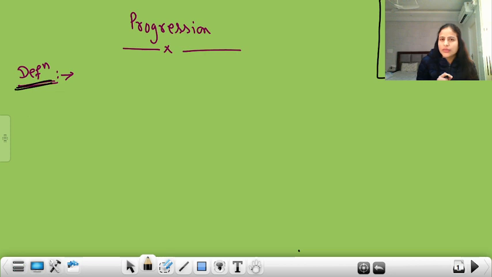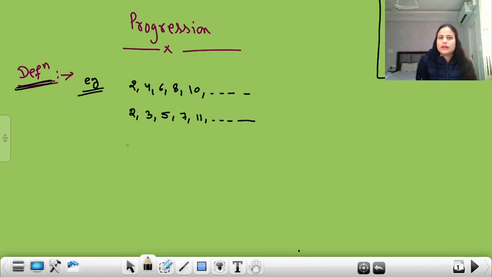So we can say every progression is a sequence, but a sequence need not be a progression, because a sequence can be based on some logical rule. For example, take the sequence 2, 4, 6, 8, 10 and so on, and a second sequence, the collection of primes: first prime number, second prime number, third, fourth, fifth prime number and so on. These two are both sequences.